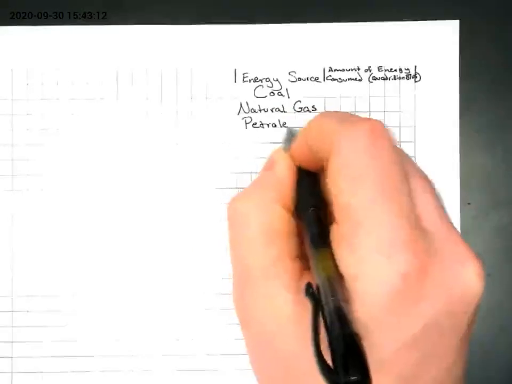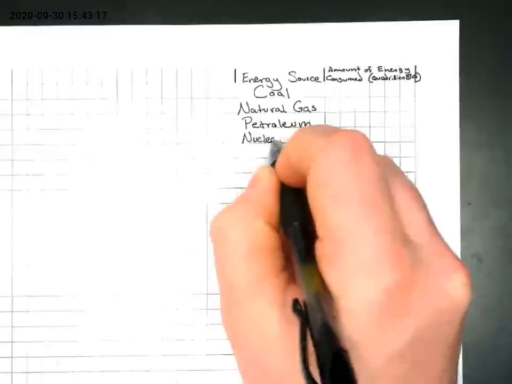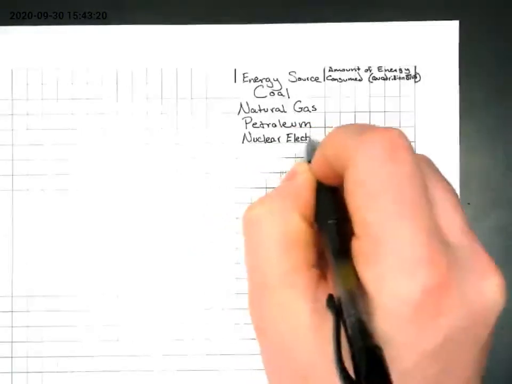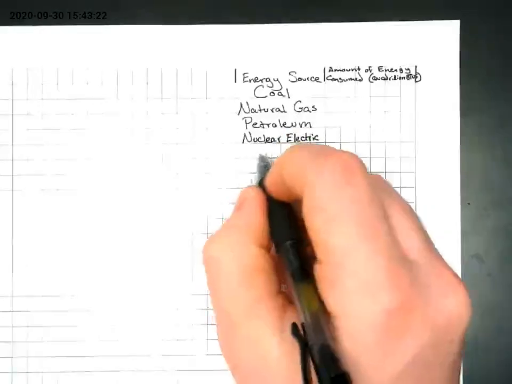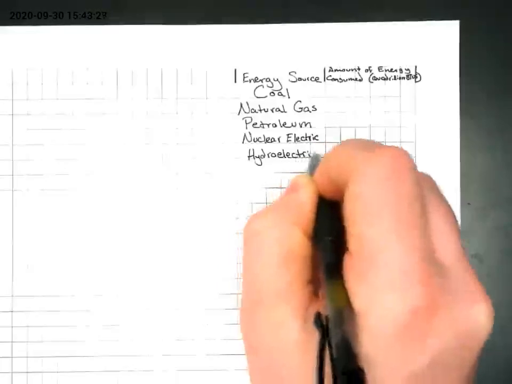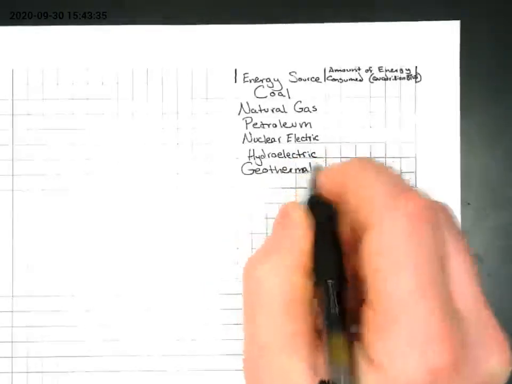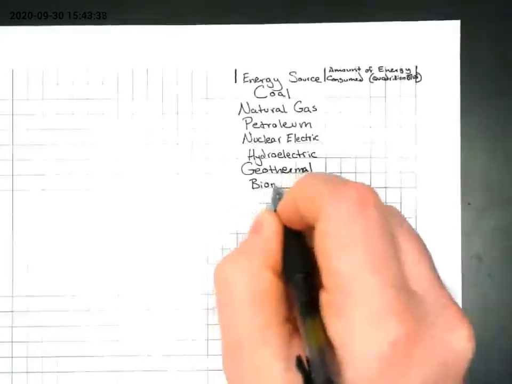So first one was coal. The next one was natural gas. Next one was petroleum. The next one was nuclear electric. Next one was hydroelectric. Then it was geothermal. And the last one was biomass. Okay.